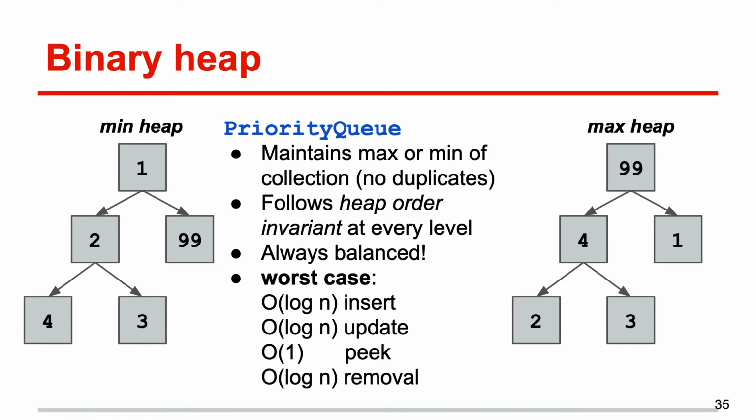As for operations on a heap, inserting, updating, and removing all run in log n time because you're bubbling up or bubbling down on this heap. And that will just run in the height of the tree. And since it's always complete, this should be in the order of log n. For peeking, you can just get your root. So that's constant time.